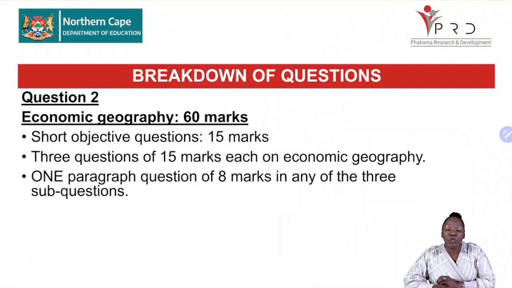As you move to your question 2, you will have your economic geography questions. Again, you will start with your short objective questions that will be 15 marks. And then after that, you will have your 3 questions that are 15 marks each. And amongst those 3 questions, you will have 1 paragraph question.